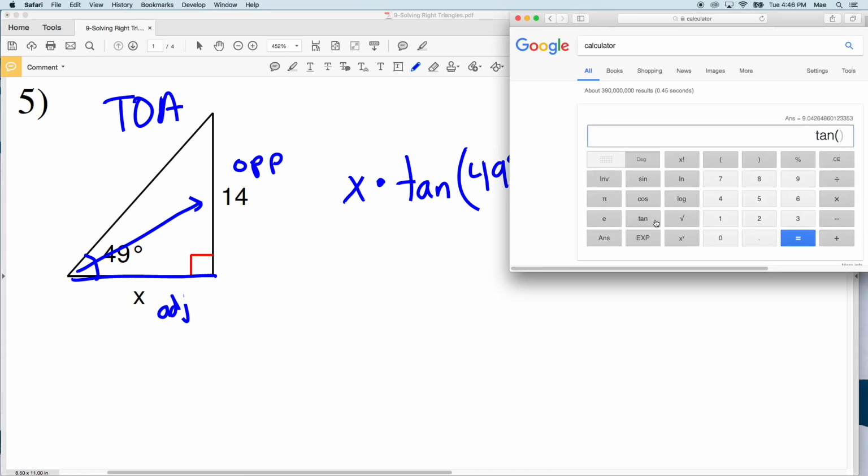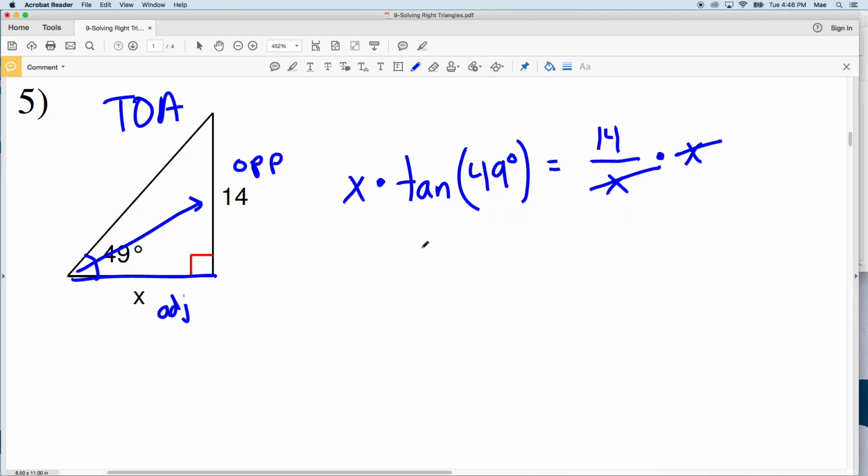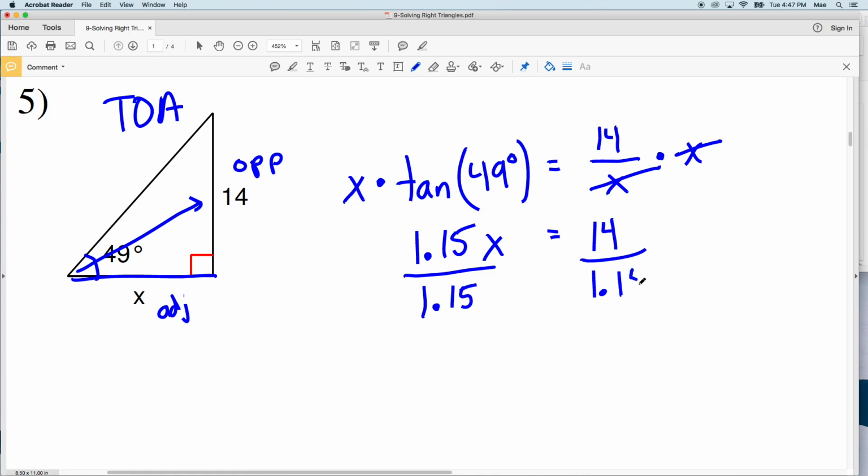And the tangent of 49 degrees is about 1.15. So I'll have 1.15 times x equal to 14. Now my next step is to divide by 1.15, or 1 15/100. So that will give me that x is equal to 14 divided by 1.15, which is 12.17 and rounds to 12.2. So 12.2 is x for number 5.